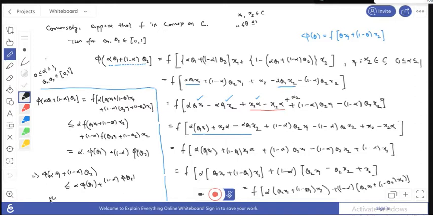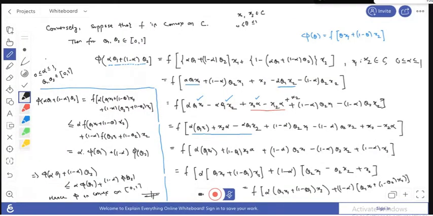So this implies that hence your function phi is convex on the given set. Okay, so here you can prove this thing. तो इस तरह से आप इसकी प्रूफ कर सकते हैं, थोड़ा लेंदी प्रूफ है.